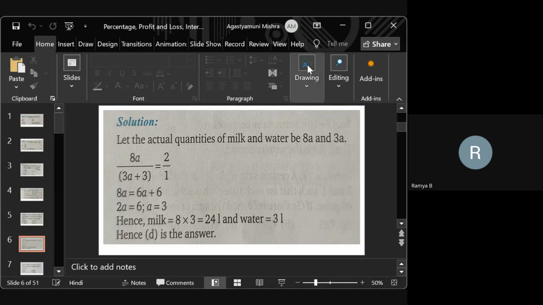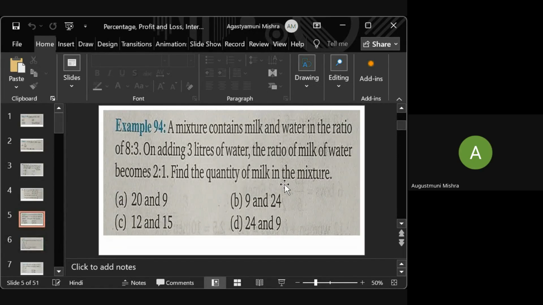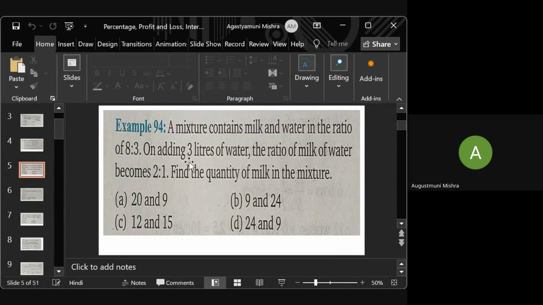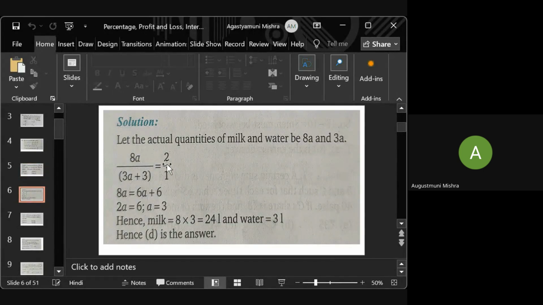So please explain this. Definitely, ma'am. The question is saying a mixture contains milk and water in a ratio of 8:3. On adding 3 liters of water. So already we have 8A, that is milk, and 3A, that is water, in the mixture. Now we are adding just 3 liters of water because it is said in the question. On adding 3 liters of water, the ratio of milk to water becomes 2:1. So in front of that you will write 2:1.